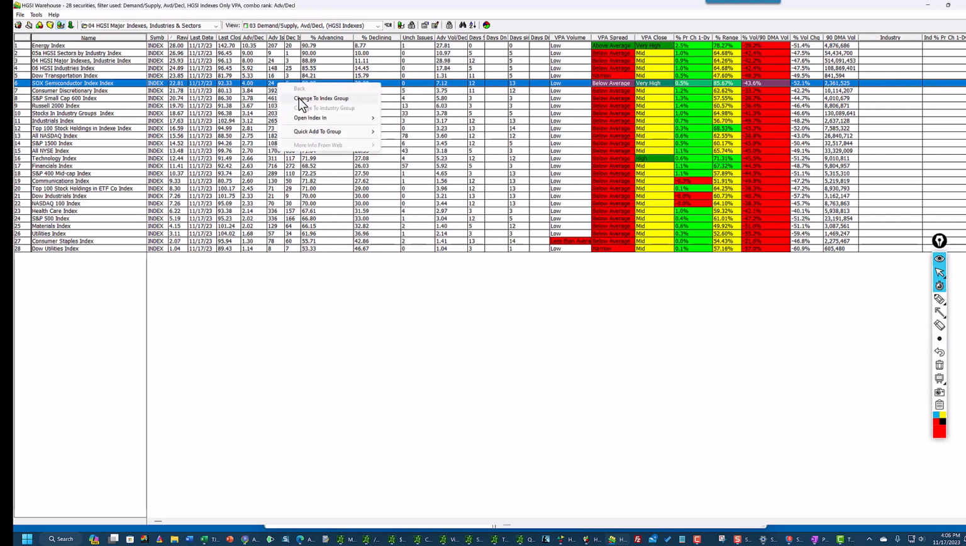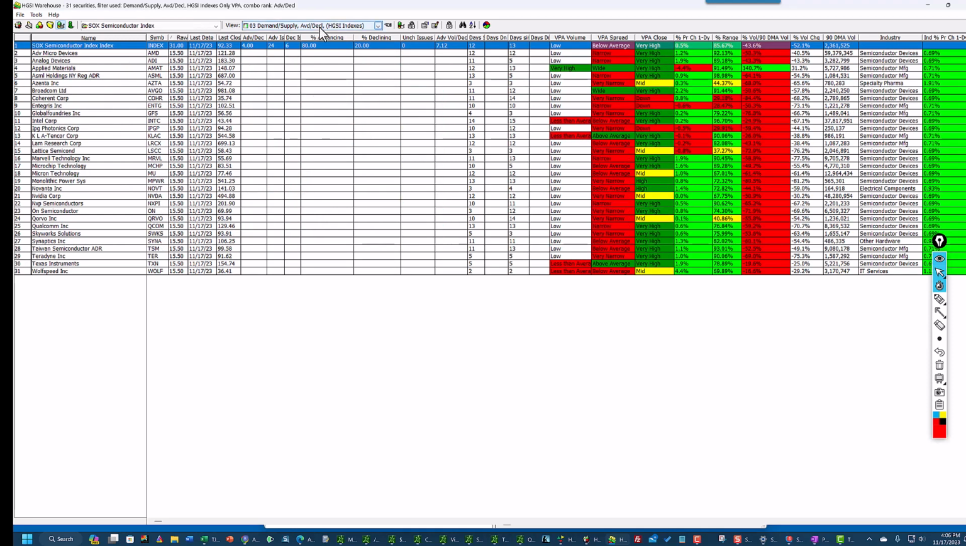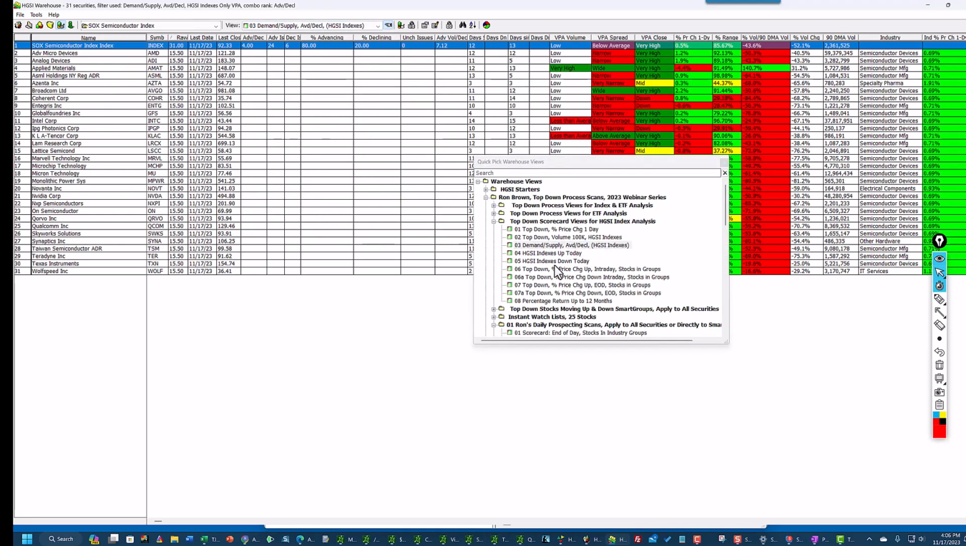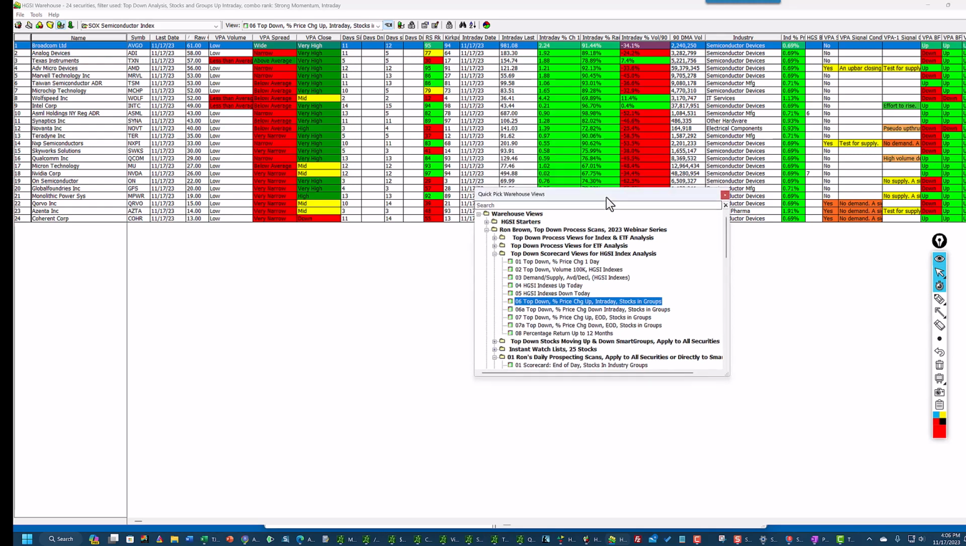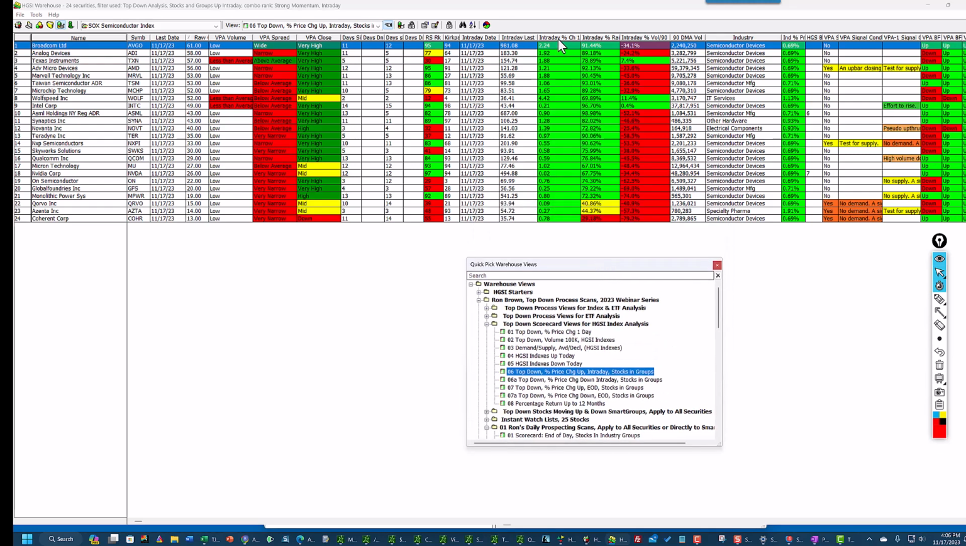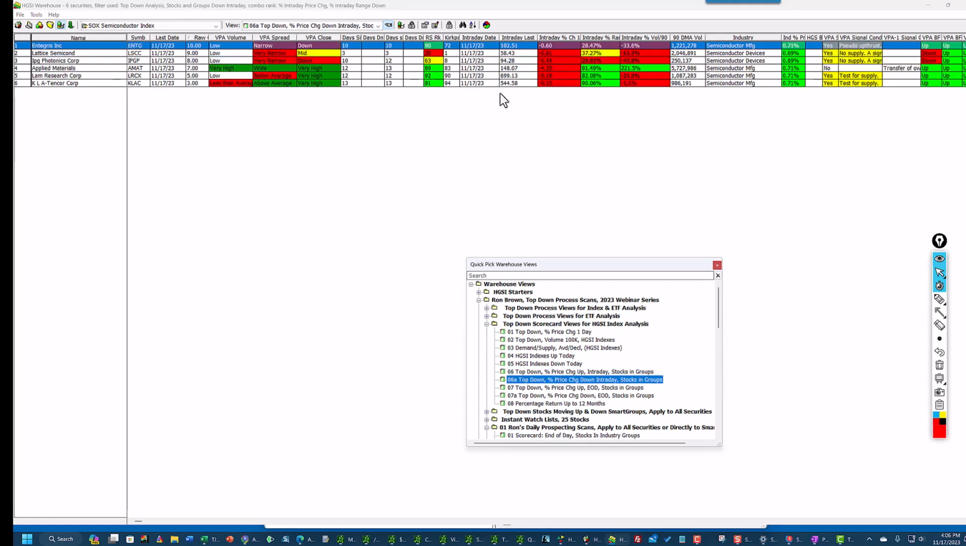I'm going to change to the index group, and I'm going to click on my quick pick. If you go down to number 6, it shows you the percentage price change up intraday for the stocks in the group. And here's the percentage price change of the stocks that were up. Now I'm in the same group, but I'm going to click on 6A, which shows you the stocks that were down today.